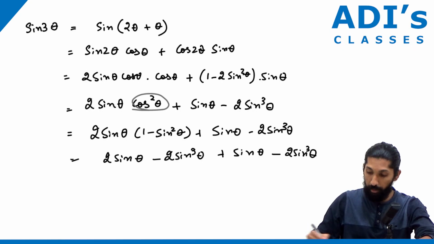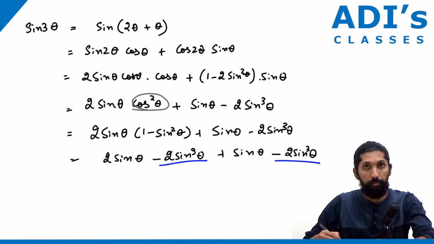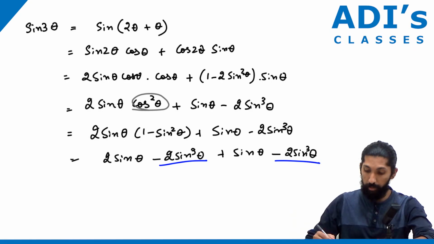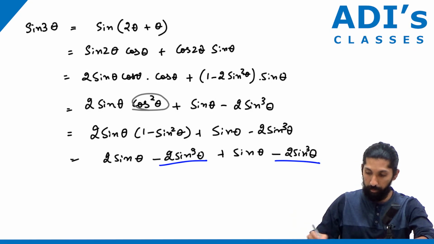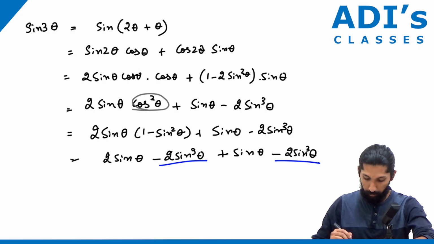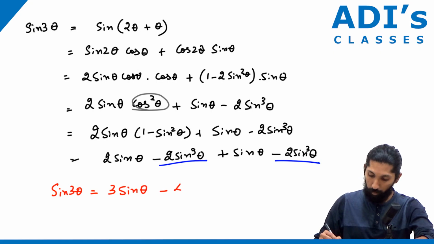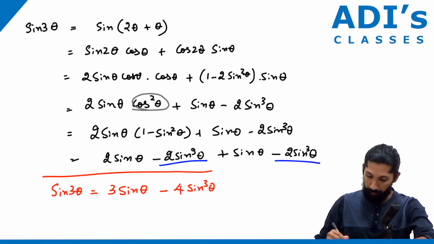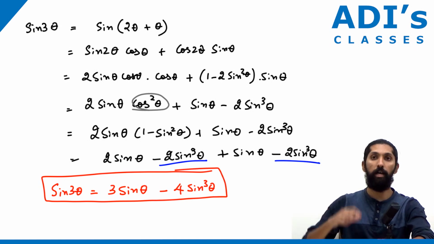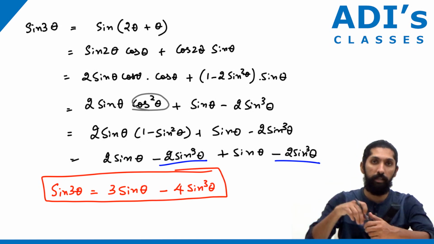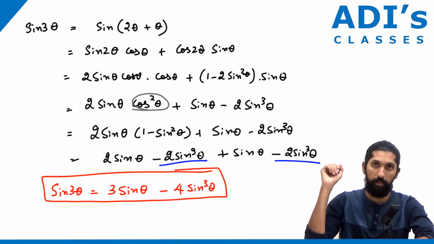See here, group the minus this and minus this one. Both of them are sine cube. So 2 and this one you have to add: 2 plus 1, 3. So what do we get now? Sine 3 theta is equal to 3 sine theta minus 4 sine cube theta. This is going to be the identity, or not identity, more like a formula you can say.